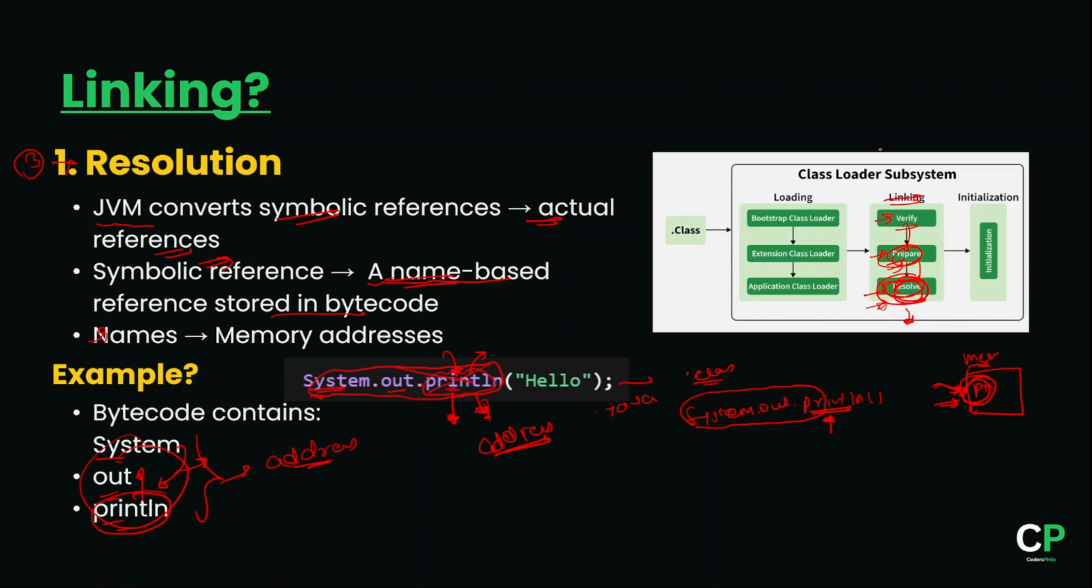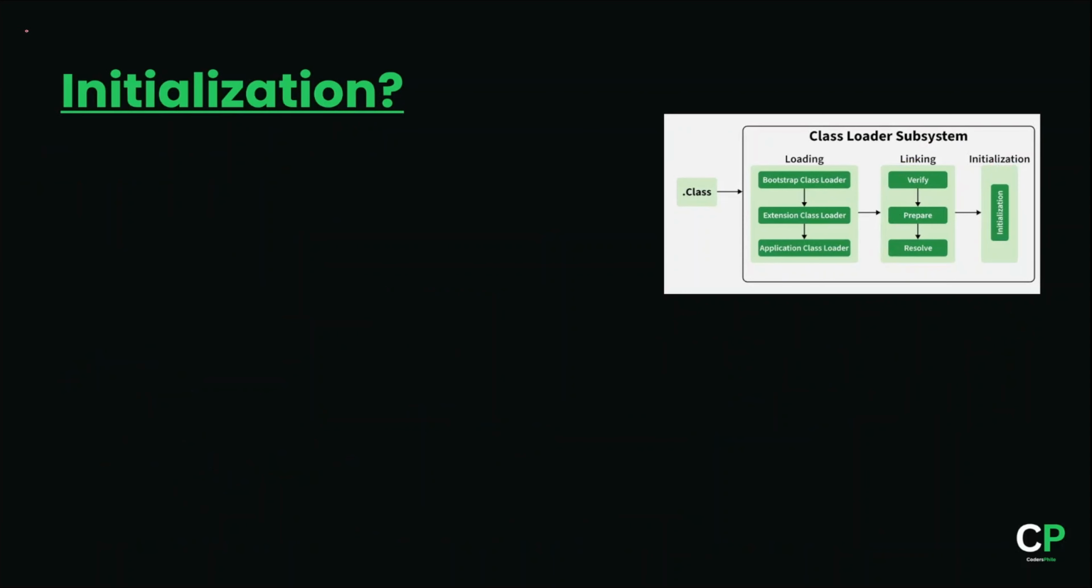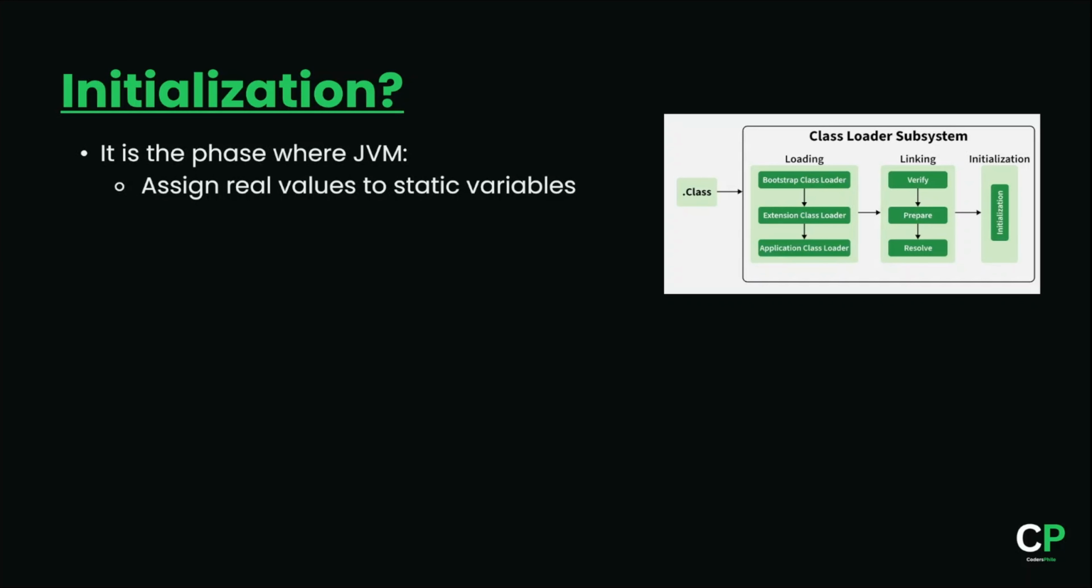Now let's see the third phase of the class loader subsystem, that is the initialization phase. First, what is linking? Linking means linking the name to the actual memory. So now let's learn about what happens in the initialization phase. It is the phase where the JVM assigns the real value to the static variable.